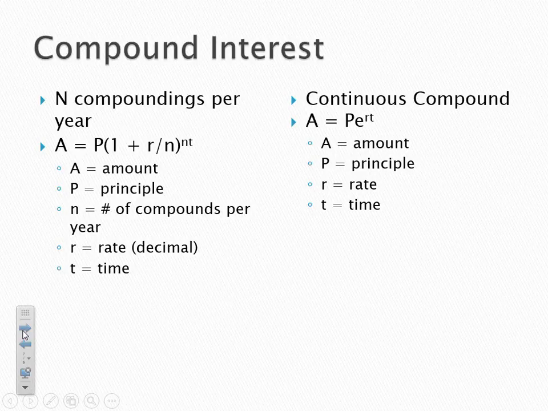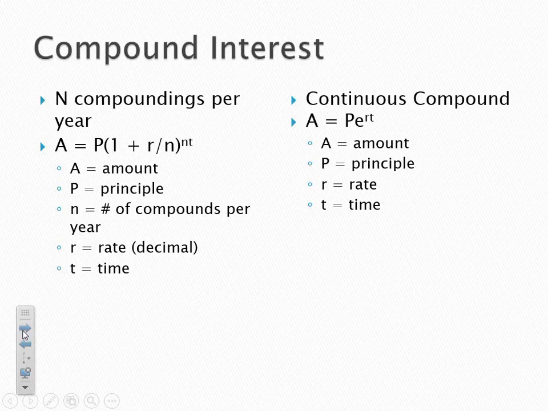So we can go through all the variables there, right? P is the principal. What's the amount of money that you're starting with? N is how many times it compounds a year. So if it's quarterly, it will be 4 times a year. If it's biannually, it would be 2. Something along those lines. All right. The rate we represent as a decimal, and the time is representing time in years.